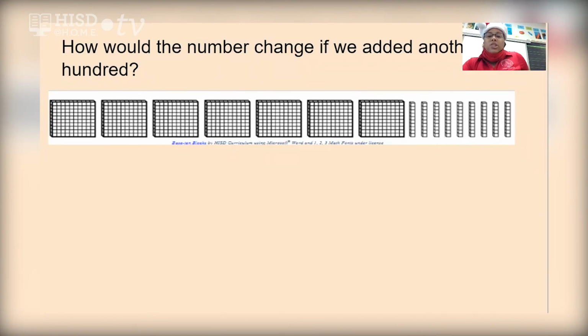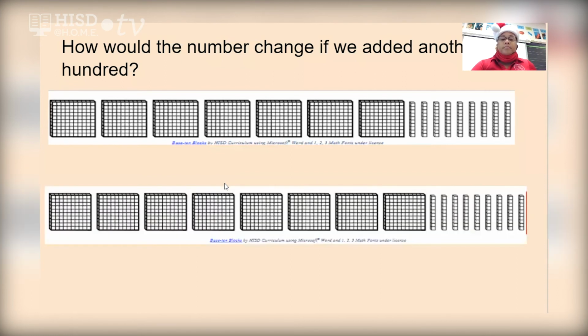How would the number change if we add another 100? We started with 790. So if we add one more 100, you see here I added another 100. So now I have 1, 2, 3, 4, 5, 6, 7, 8 hundreds instead of 7 hundreds. So when I add one more 100, how did my answer change? My tens stayed the same. I still have 9 tens.